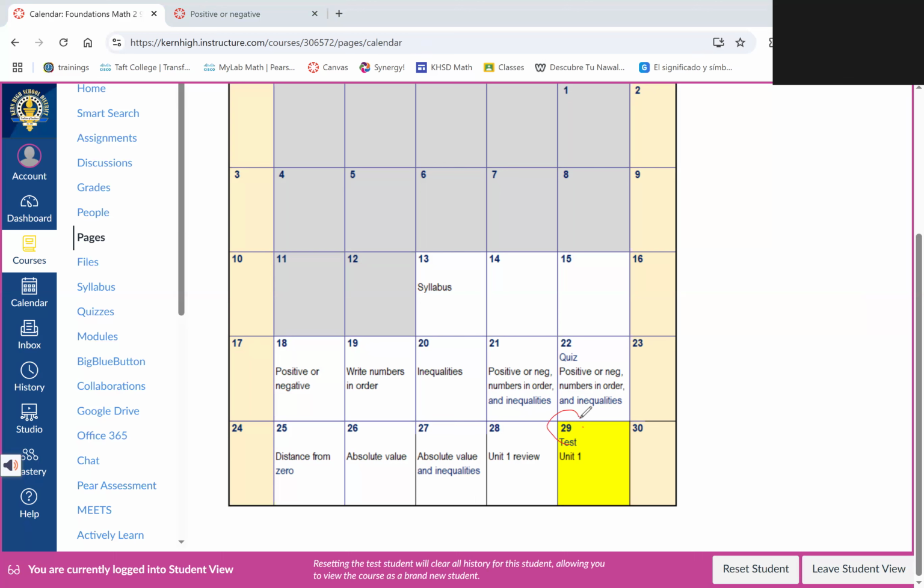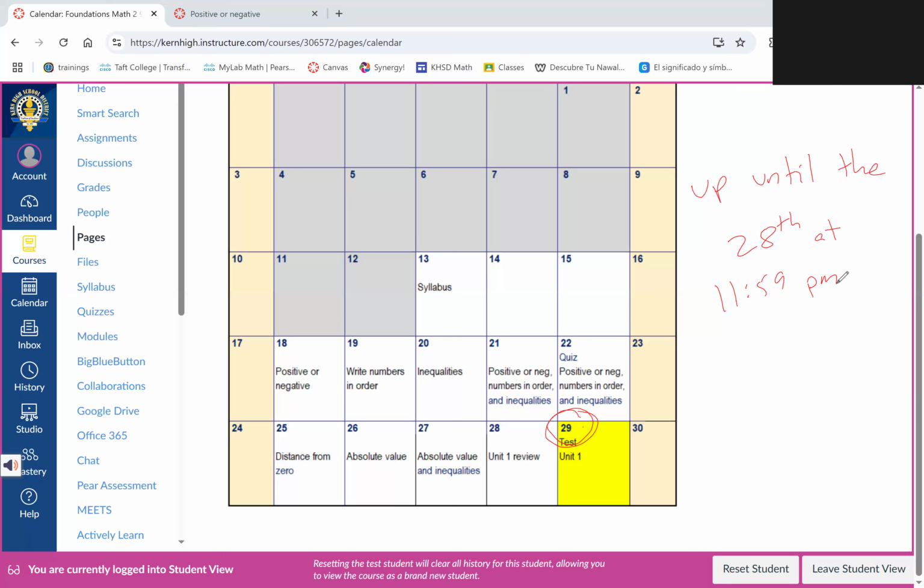So, for example, here, my test is the 29th. So, my work will be open up until, let me write this down, up until the 28th at 11:59 p.m. So that's at the end of the day. Okay, this is not part of the sentence, by the way. What I wrote up here is not part of the sentence.